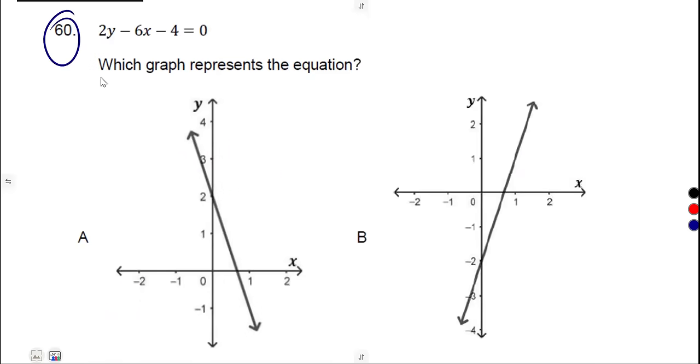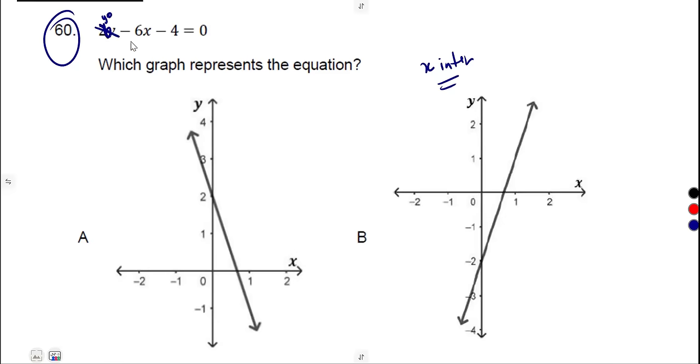Number 60, which graph represents the equation given here? Basically, just determine the x-intercept and y-intercept and look into that. For our x-intercept, y is equal to 0, remember?